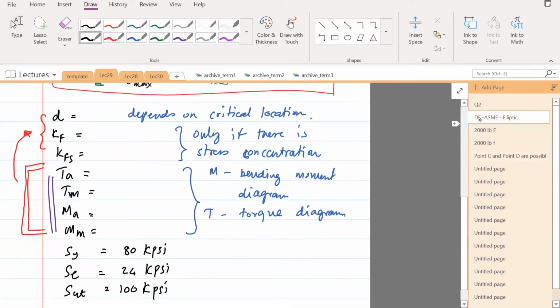Okay, so we've got those. We have to compute. D is known now because we've identified the critical point. It's basically the smaller of the two diameters, the change in geometry. And then we need to get Kf and Kfs. Now to compute Kf and Kfs, we need to first compute Kt and Kts, then get q and qs, and then we get Kf, Kfs.